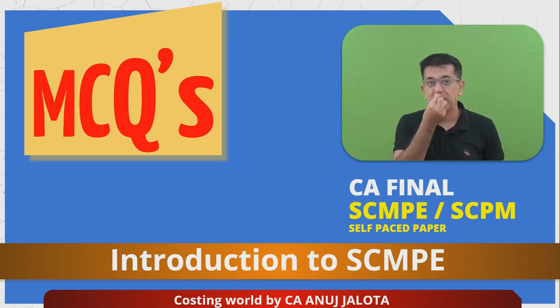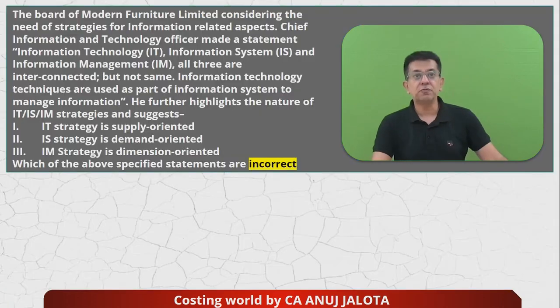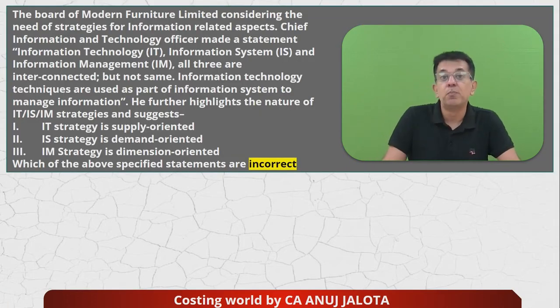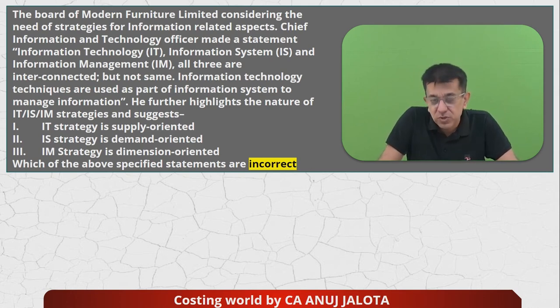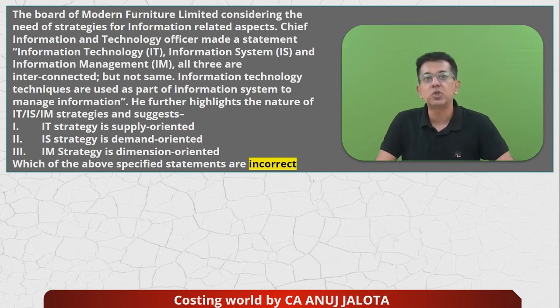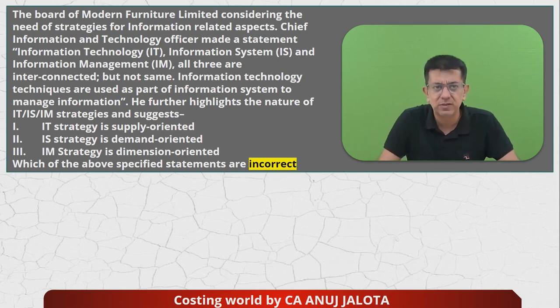Let's start off with what we have for today. So the question for today is, the Board of Modern Furniture Limited is considering the need for strategies for information related aspects. Now, information these days is the next gold. So there is one thing that everybody is talking of. The Chief Information and Technology Officer made a statement: information technology, information system and information management, all of them are interconnected. Obviously, they have a common word called information, but are not the same. Of course, they are not the same.